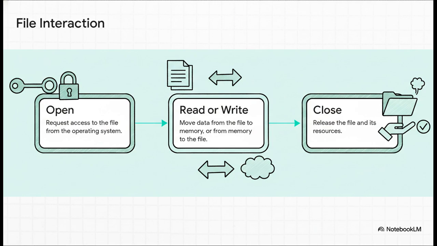And believe it or not, every single interaction with any file, no matter how complicated it seems, boils down to these three simple steps. First, a program asks the operating system to open the file. It's basically asking for permission to get in. Then it's either going to read data from the file into the computer's memory or write new data from memory into the file. And then, and this part is super important, it closes the file, which tells the operating system, hey, I'm done here, you can let go now.